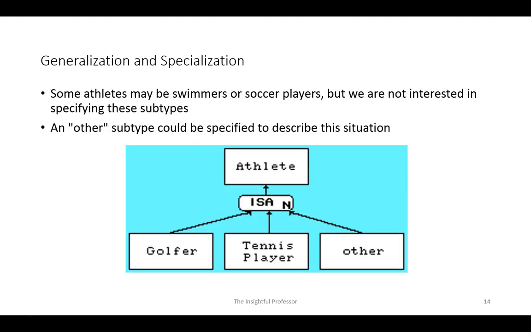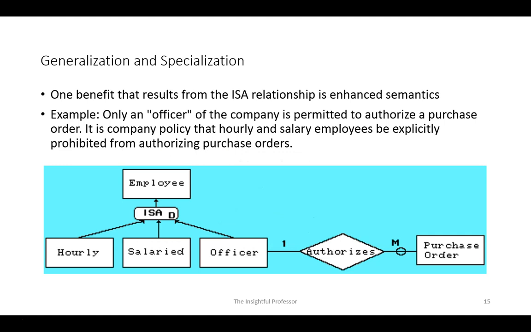Consider the example with athlete. We said an athlete could be a golfer or a tennis player or both, but are there other things that would qualify as an athlete? So some athletes could be swimmers, some athletes could be soccer players. But if we're not interested in specifically distinguishing all of the subtypes, then we would have this more generic subtype of other, and we would achieve our covering is our relationship.